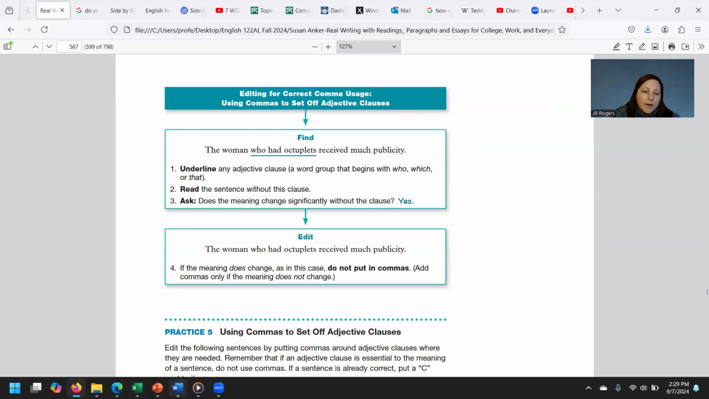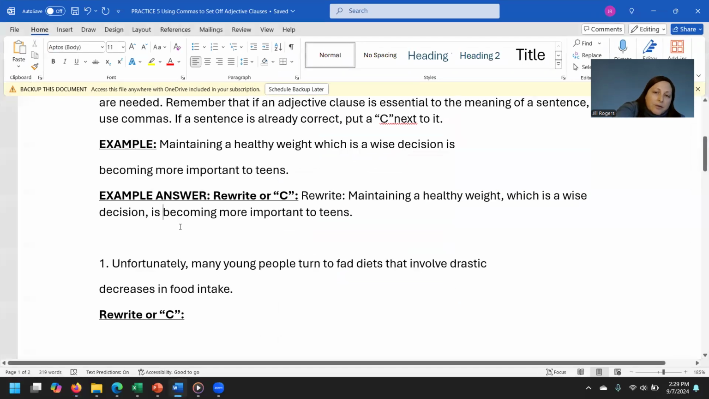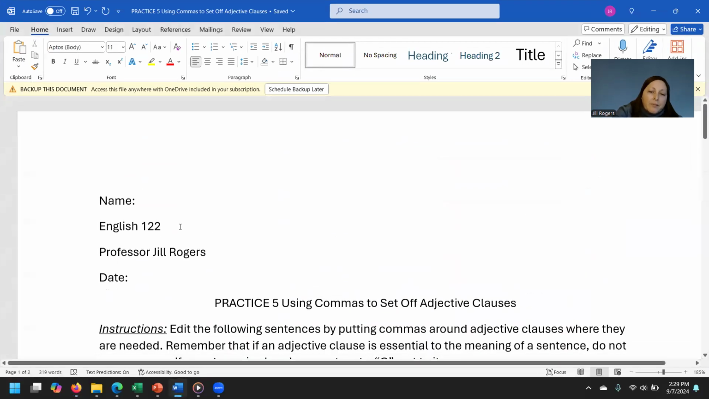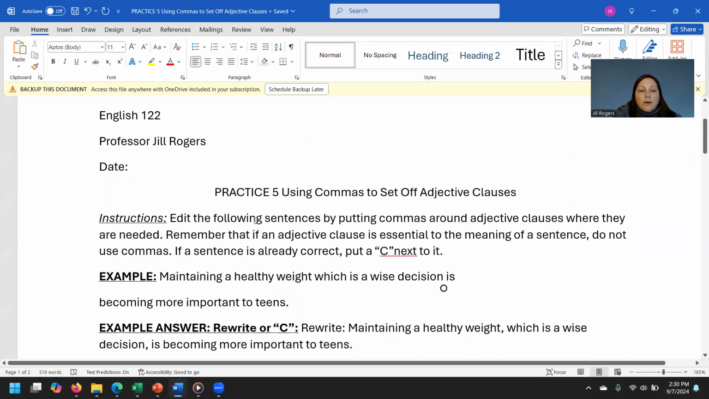So you will do practice 5. Let's go to it. Go to the top. Okay. So the instructions are: edit the following sentences by putting commas around the adjective clauses where they are needed. And again, I'm reminding you, if the adjective clause is essential, no commas. If the sentence is already correct, please put a C next to it.